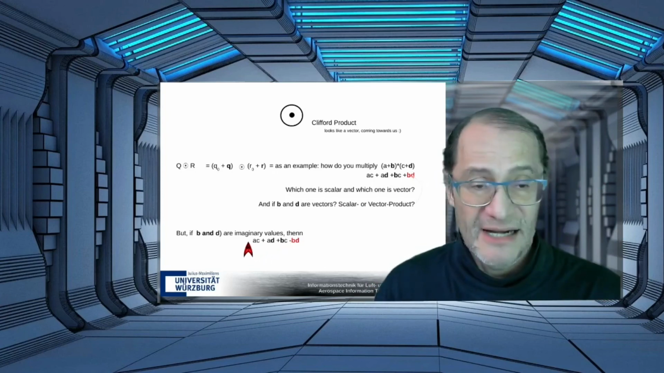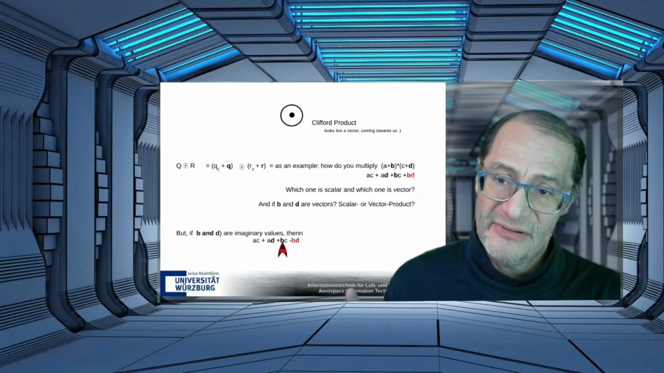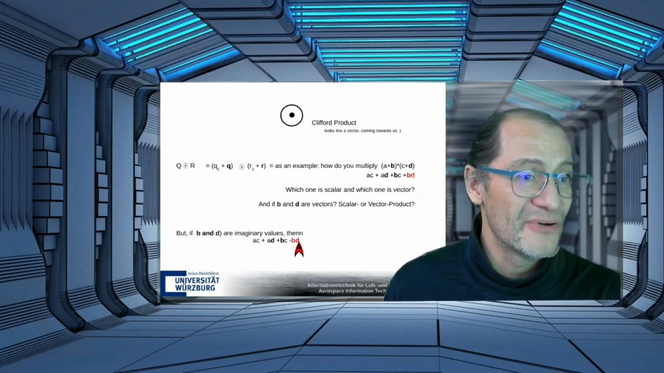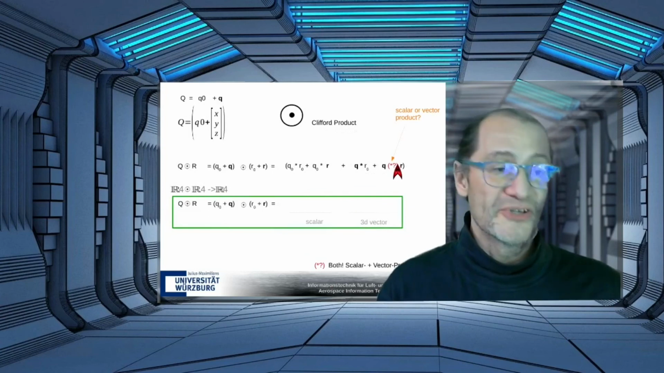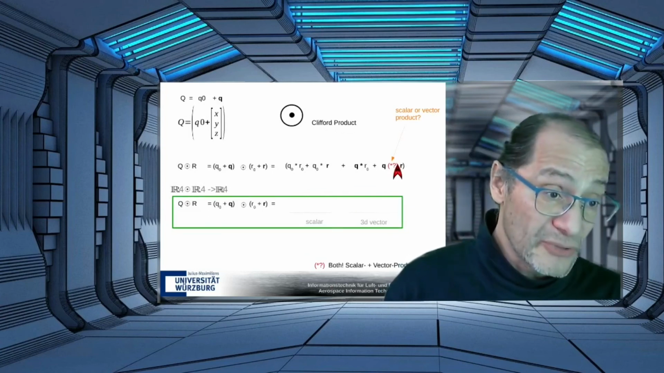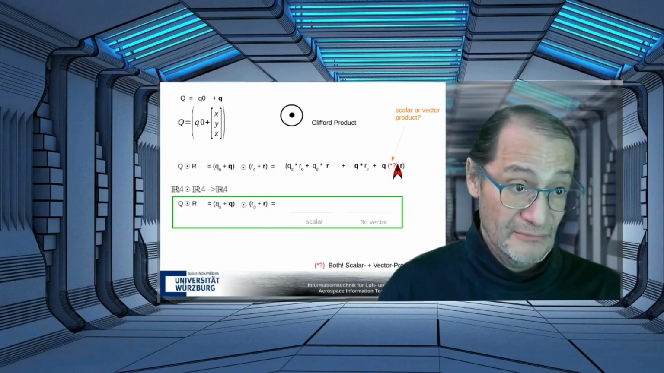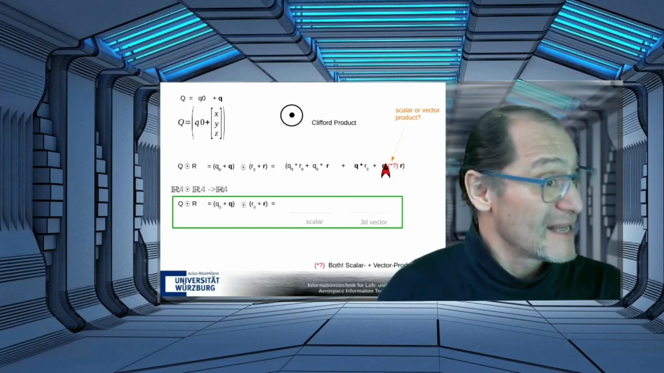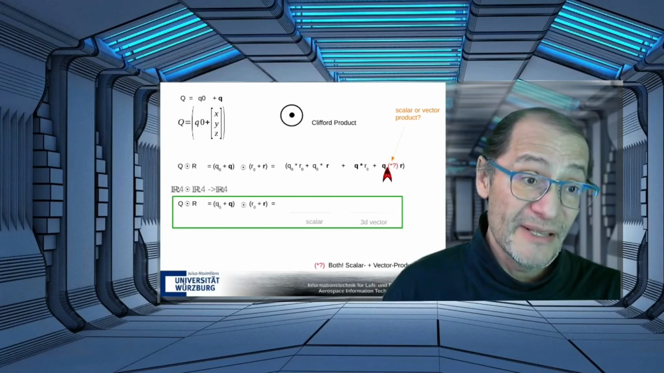All of these are clear. Multiplication of two scalars, multiplication of a scalar and vector, again a scalar and vector, but here the multiplication of a vector times a vector. And for this, we have two options. We have the scalar product and we have the vector product. And we are going to use both of them. So, for this multiplication, we are going to get a scalar part and a vector part. And one of them will be minus, because they are imaginary values.